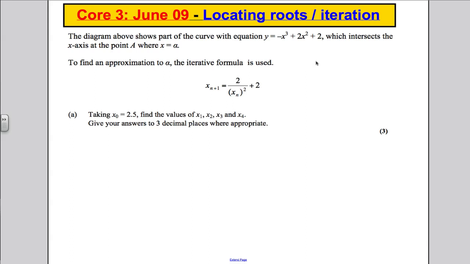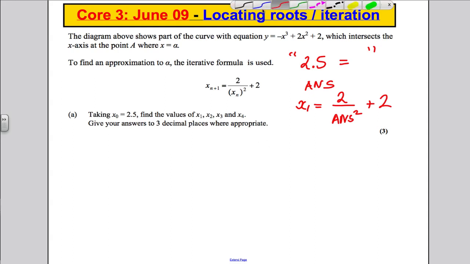As we always do, and as I've said over and over again, to get this to work on your calculator, type in 2.5 equals. That stores 2.5 in the ans function, and then to get future iterations, for example x1, you would type 2 over ans squared plus 2, and that will get you x1. All you've got to do is hit equals to get x2, x3, x4, etc.